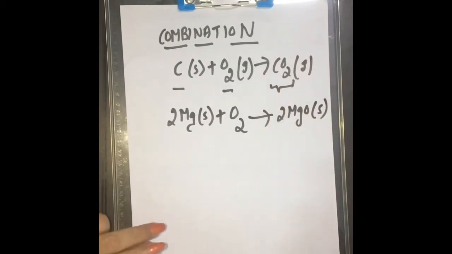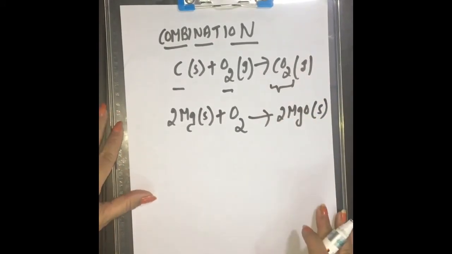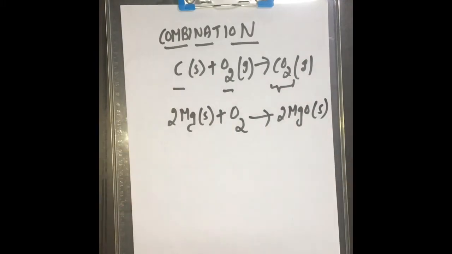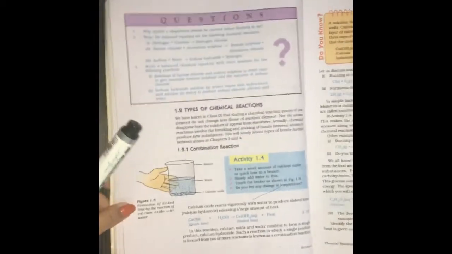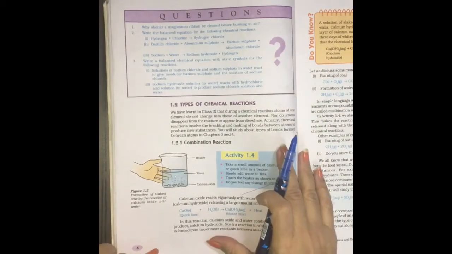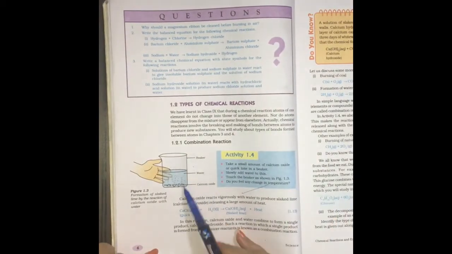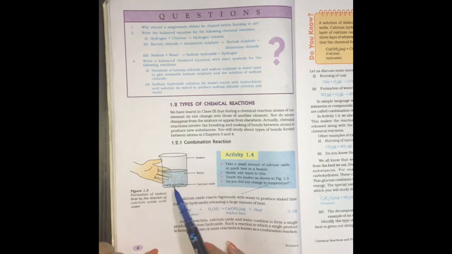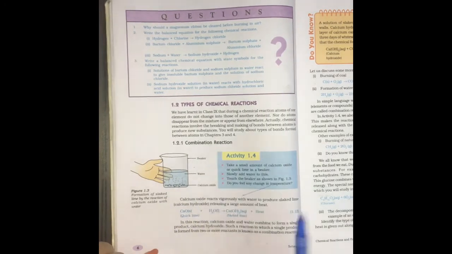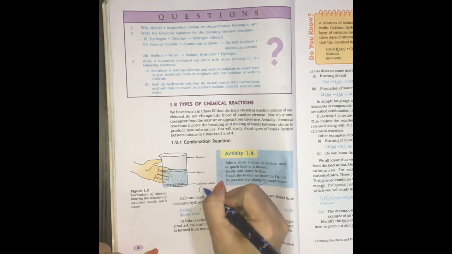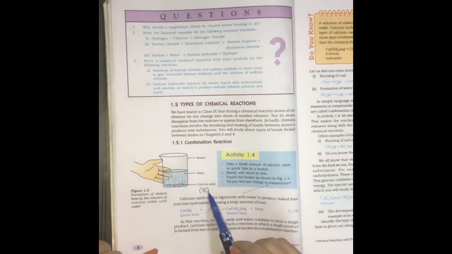Likewise, there is one very good example. It is from NCERT only. That is this reaction. This is again a very good example. This is a beaker that you have taken, and what you have added? Calcium oxide. What is the formula of calcium oxide? It is CaO, which you also call quick lime.